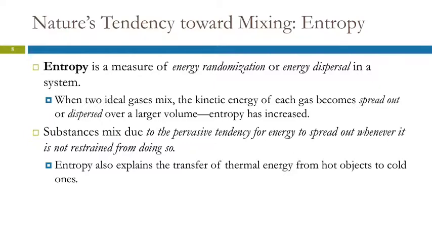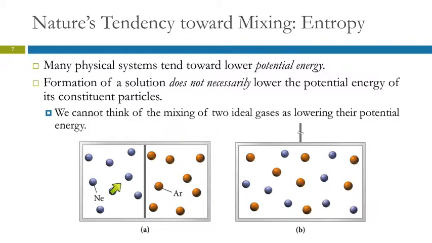So when those two ideal gases mix, each gas has kinetic energy. When they mix, their kinetic energy is spread out or dispersed over a larger volume. So if you go back and look at this, here the kinetic energy of neon atoms is limited to this part of the box. After they've mixed, the kinetic energy of the neon atoms is spread out over a larger volume. It's the same kinetic energy, but it's spread out. And that has to do with entropy. The argon also was limited to this area, and now the energy has spread out.